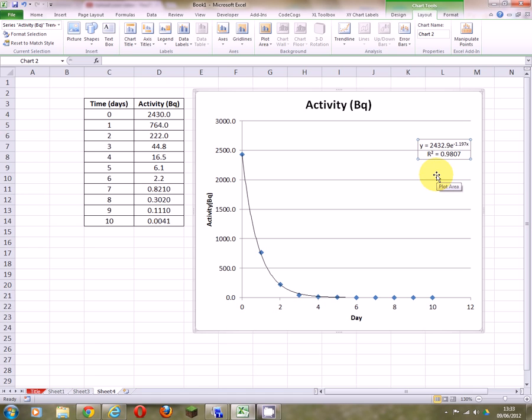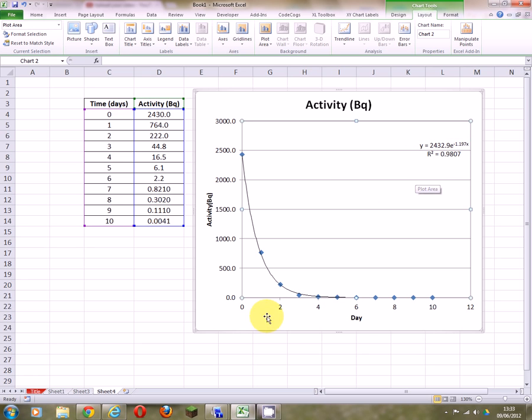This time we don't get a y equals mx plus c equation, we get a y equals some big number times e to the power of something. So the equation that's generated is much more complicated to use, but it still links the day to the activity, and we've got this 98% fit.